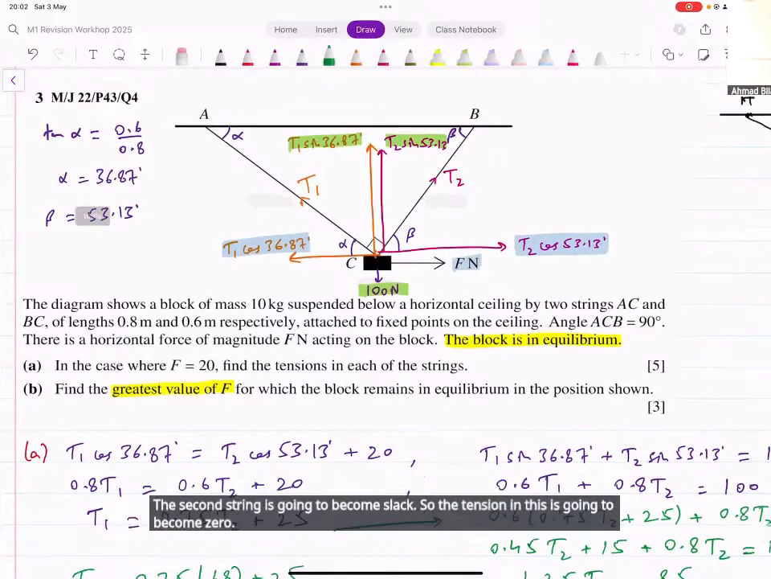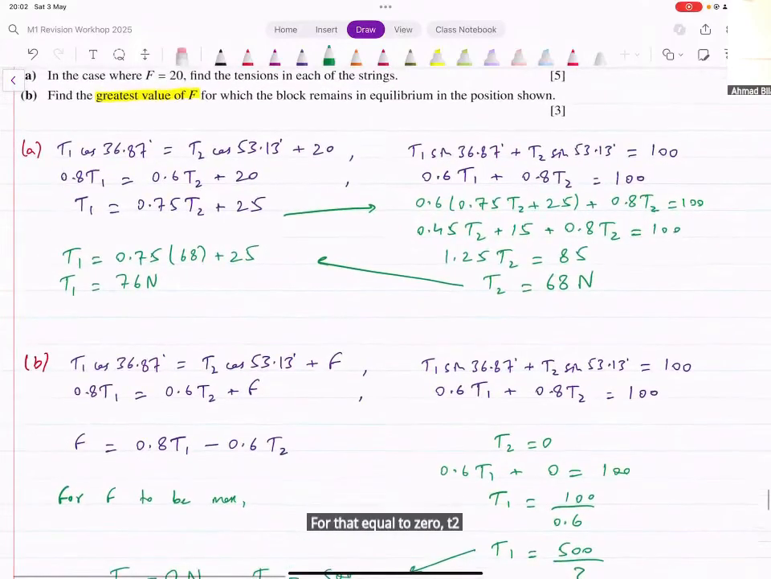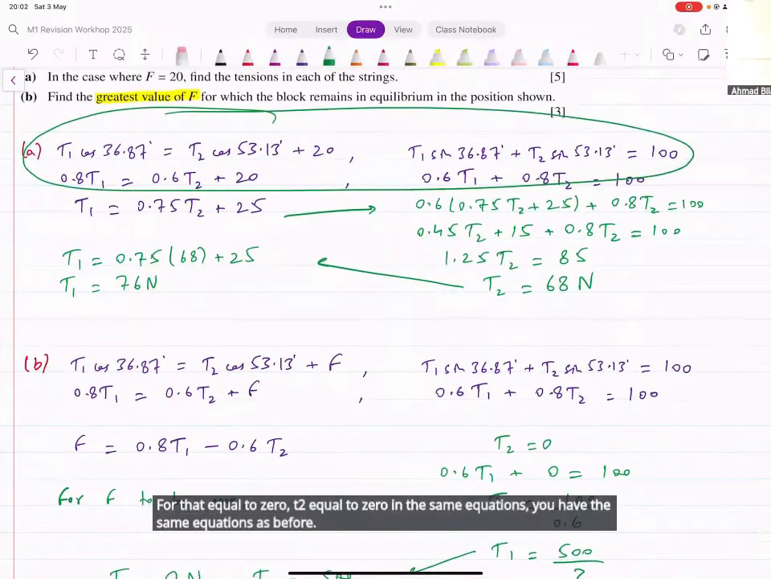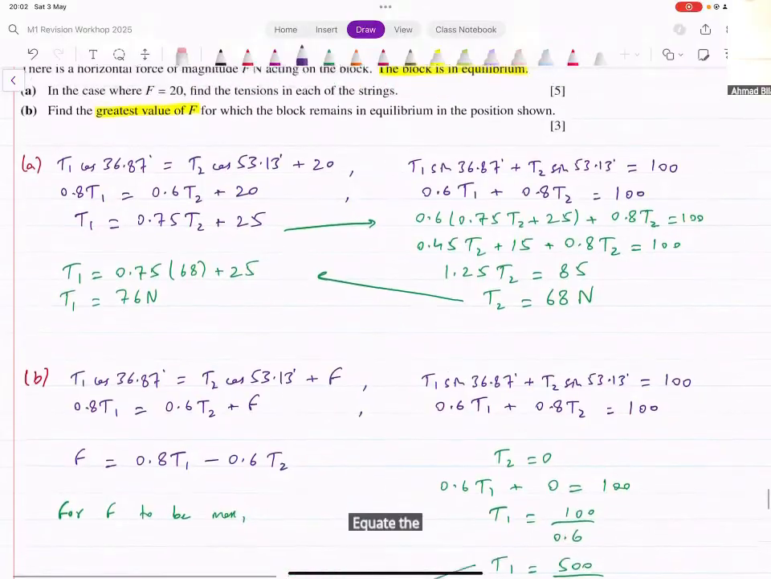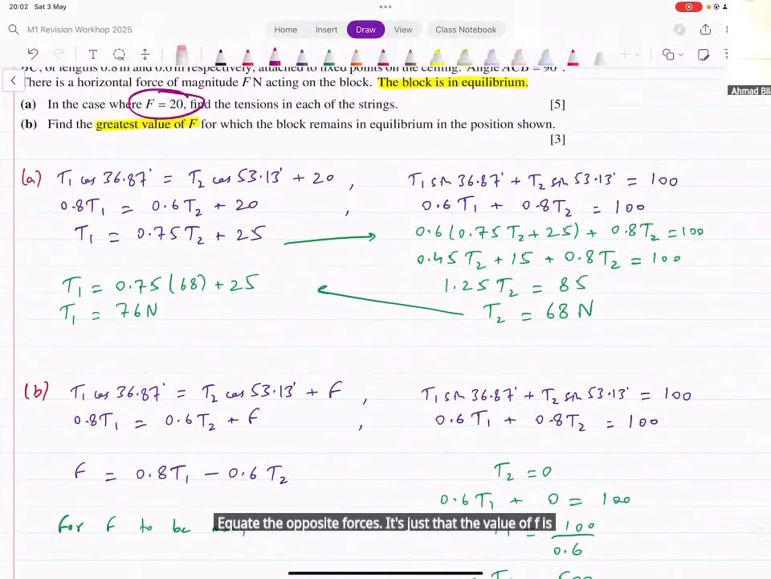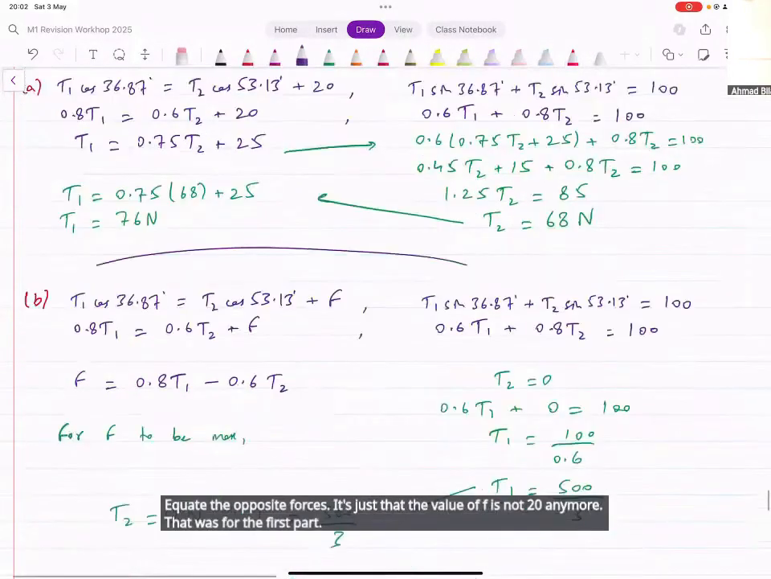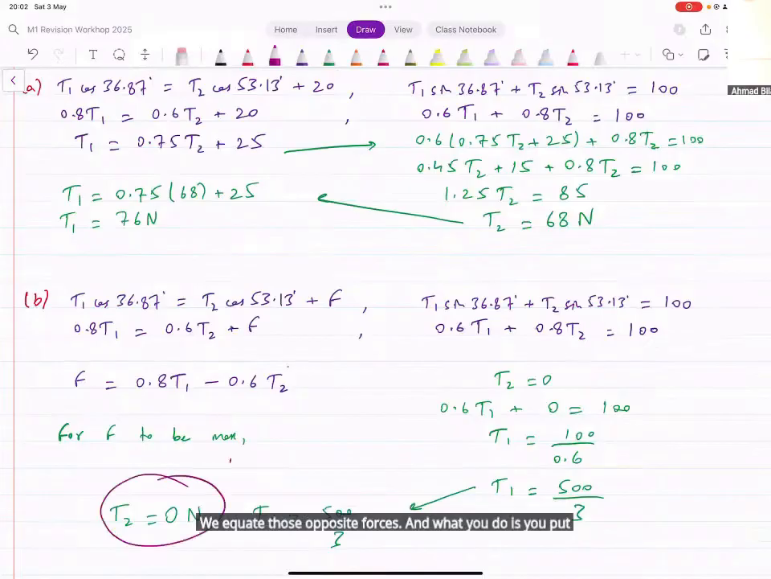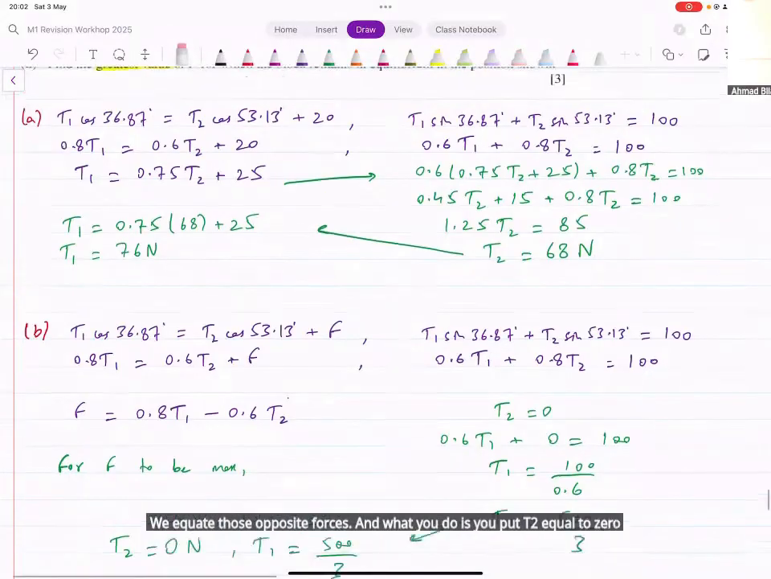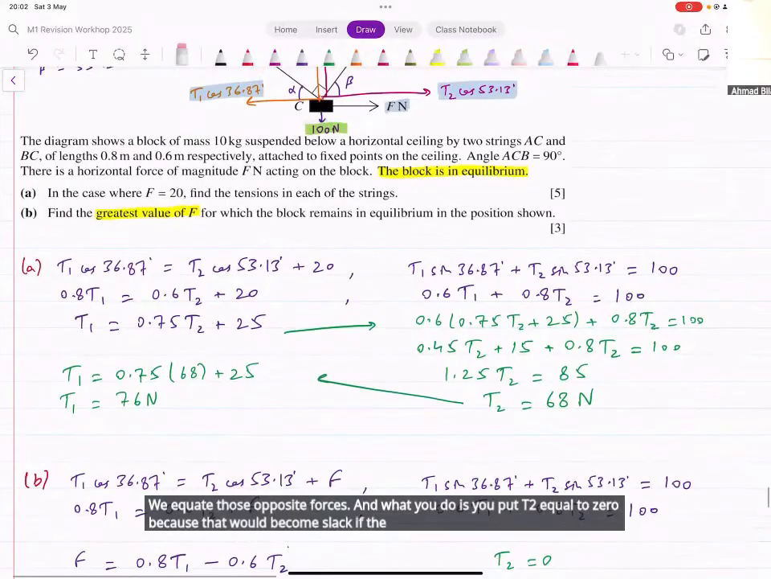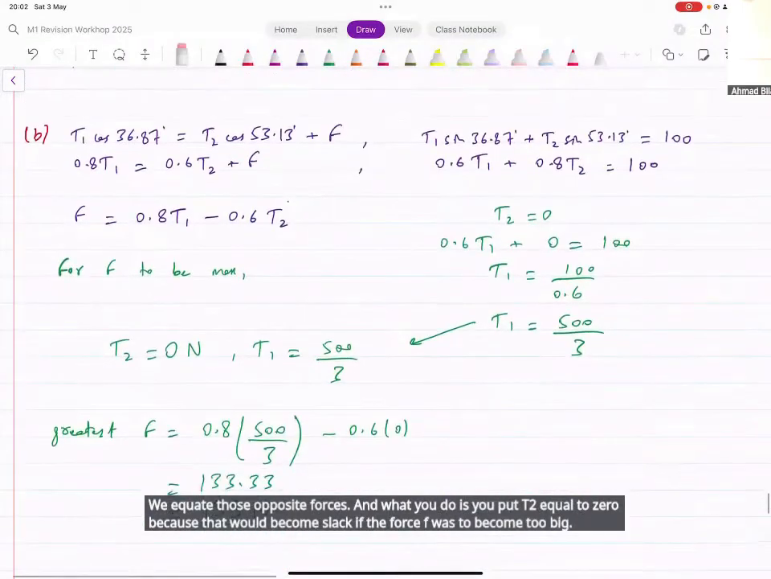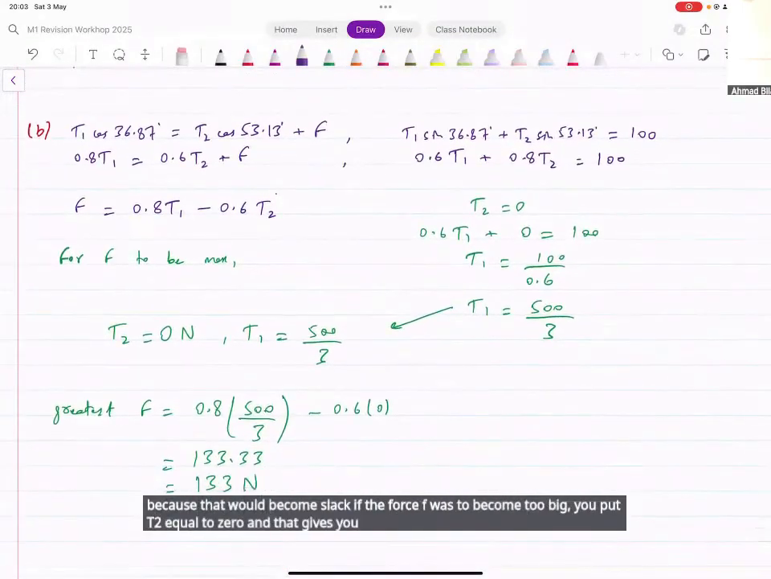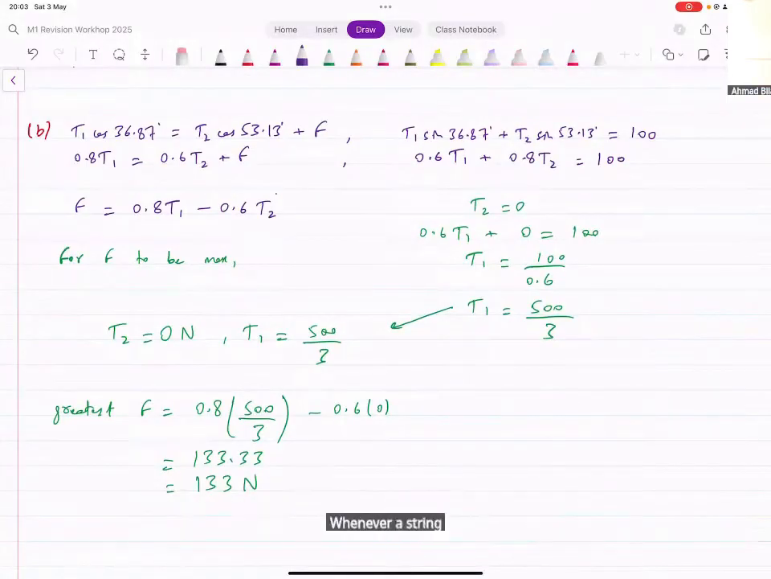You'll put T2 equal to 0 in the same equations. You have the same equations as before. Equate the opposite forces. It's just that the value of F is not 20 anymore. That was for the first part. You equate those opposite forces, and what you do is you put T2 equal to 0, because that would become slack if the force F was to become too big. You put T2 equal to 0, and that gives you the value for greatest F in this case. Whenever a string becomes slack, tension always becomes 0.